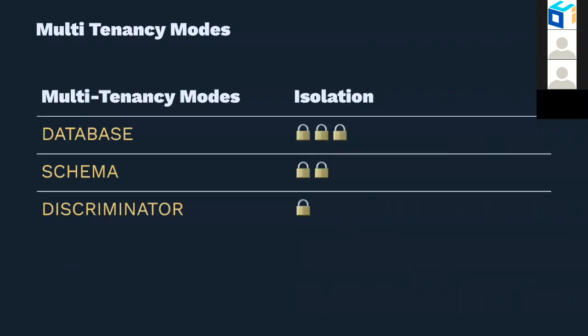From an isolation point of view, database is the mode where the data is more isolated from each other. Discriminator is the least isolated, and especially with discriminator, if you are using the same database, you have to be careful not to do queries that may potentially show some users the data from other users.